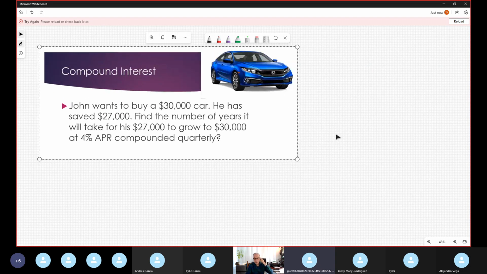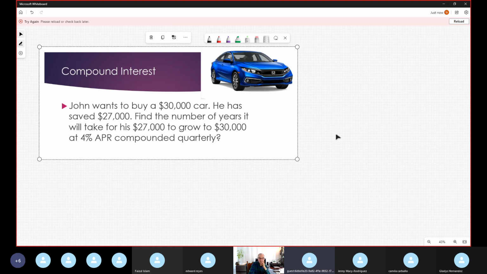Oh, it's a car. Okay, John wants to buy a $30,000 car. He has $27,000. Find the number of years it will take for his $27,000 to grow to $30,000 at 4% APR compounding quarterly. Okay, what information are we given?